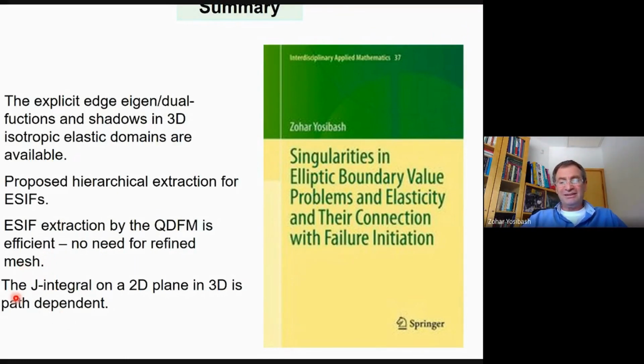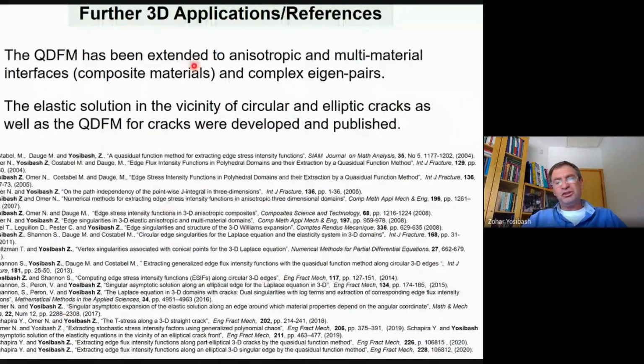And you have to keep in mind, this is something very important that I would like to emphasize, that methods which work well in 2D and are path independent do not remain path independent in 3D. And if one wants to use them, they should use them with caution. Namely, they have to go very, very close to the singular edge. And as for the future, it's not future, it's already in the past, to what I presented now, we have extended this quasi-dual function method to anisotropic and multi-material interfaces where we have composite materials, and then we have complex eigenpairs.